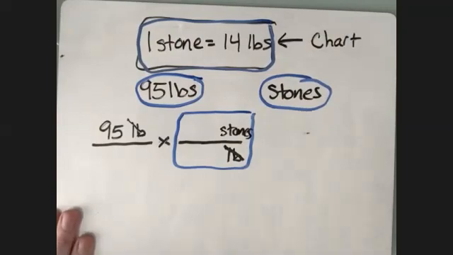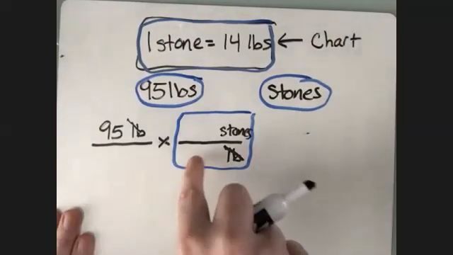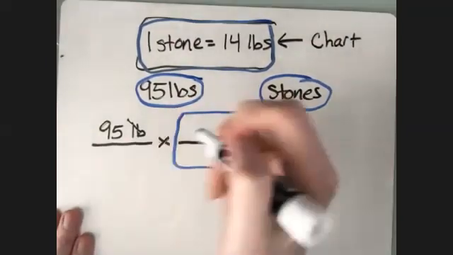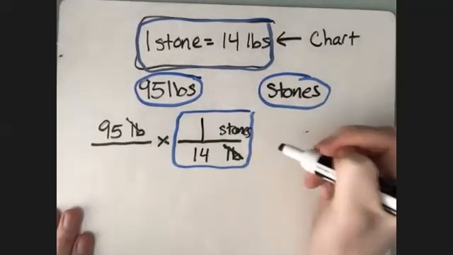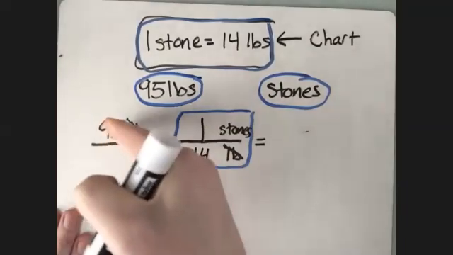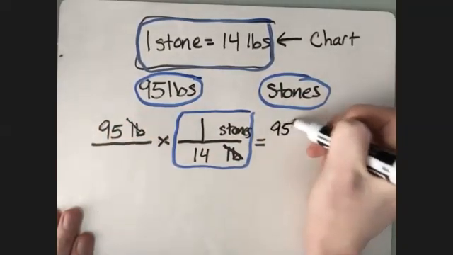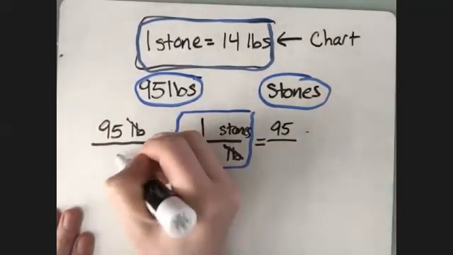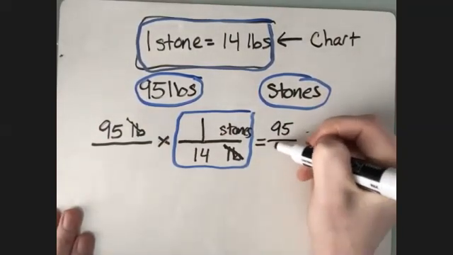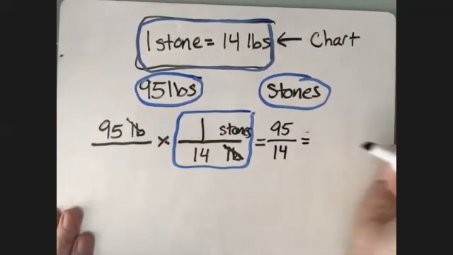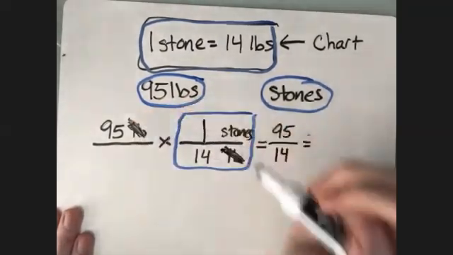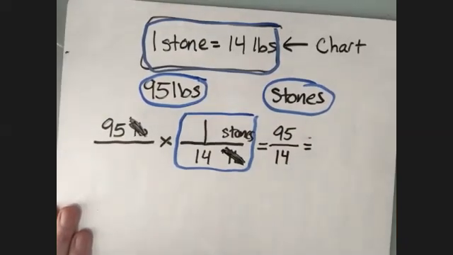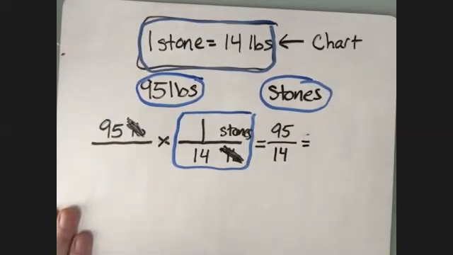Okay, now that I have this set up, I go and I use my chart. It says for 1 stone, there are 14 pounds. Now I do simplistic, 95 times 1 is 95. 14, technically there's always a hidden 1 under there, but it's 14. Then you get 95 over 14. You have to remember that you got rid of pounds, so your answer is going to be stones, and it's important that you have the proper unit.